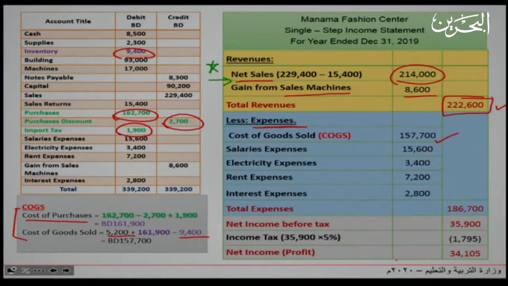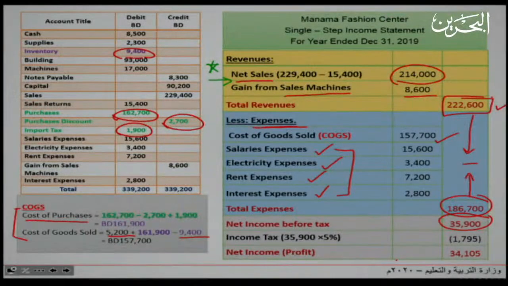Then I have the operating expenses in our example, and they are the salaries expense, electricity expense, rent expense, and the interest expense. I list them all and find the total of expenses. Finally, I should find the net income before tax. How can I get the net income before tax? I take revenue minus the total expenses to get the net income before tax.